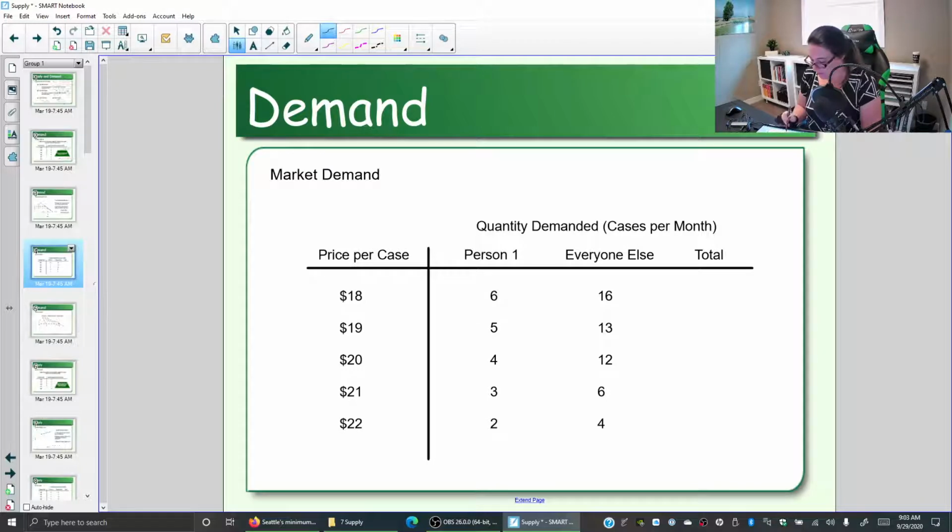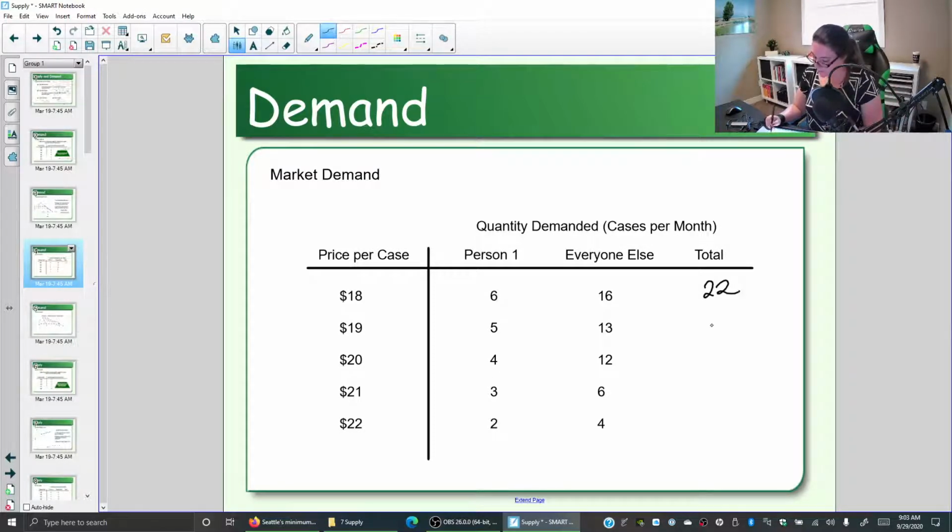So if the first person we looked at, here is their demand schedule, we can add to it the quantity demanded from everyone else. So at a price of $18 per case, if person number 1 was willing to buy 6 cases in a month, and everyone else collectively is willing to buy 16, we can then add that together to get the quantity demanded for everyone at that price. And so take a moment and find the market demand on our table here.